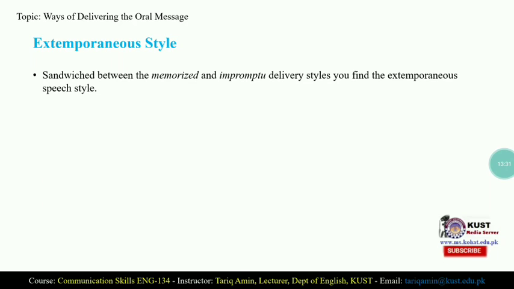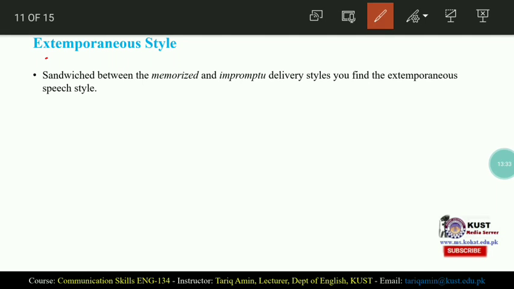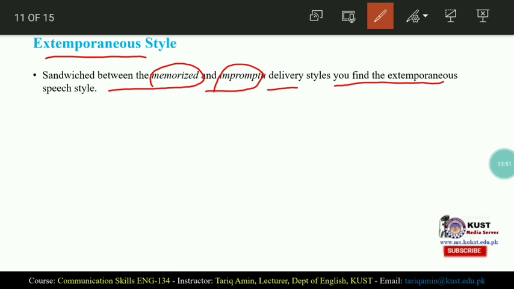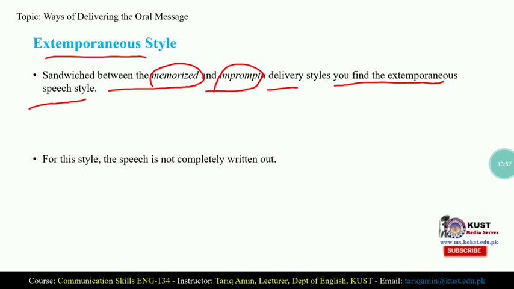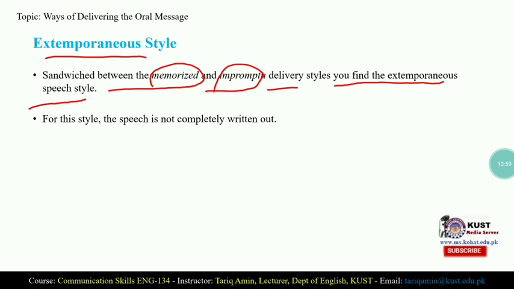Extemporaneous style. This is another style, the fourth one. It is sandwiched between memorized and impromptu delivery. One is memorized delivery and another is impromptu delivery. It is something in between memorized and impromptu delivery styles. You find the extemporaneous style. It is neither memorized nor impromptu delivery style. It is something in between these both.